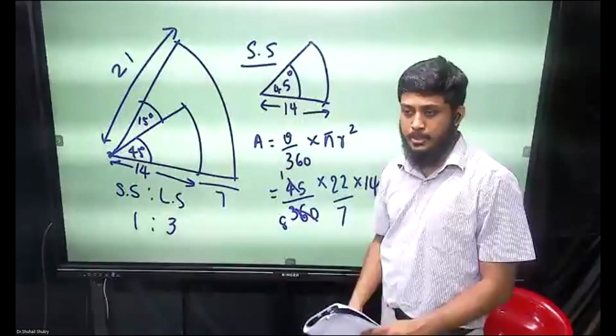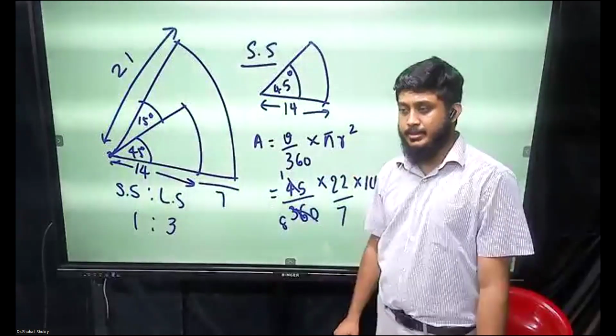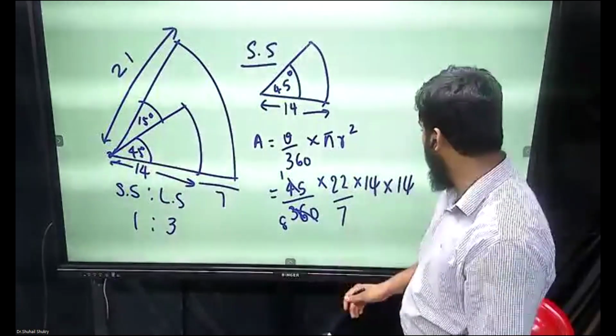It's normal. Every time you should know this. In 360 there are 8 45s. In 360 there are 4 90s. In 360 there are 6 60s. Okay? Those are very common ones.